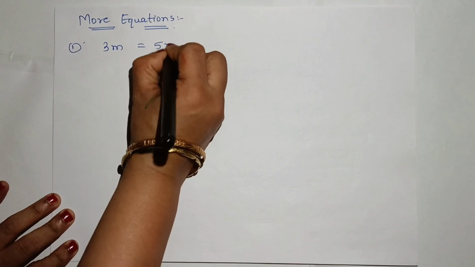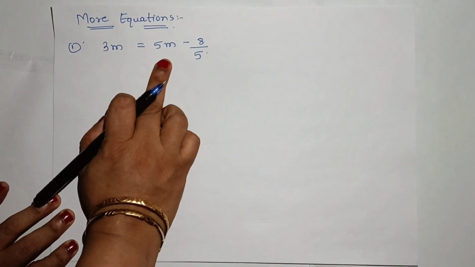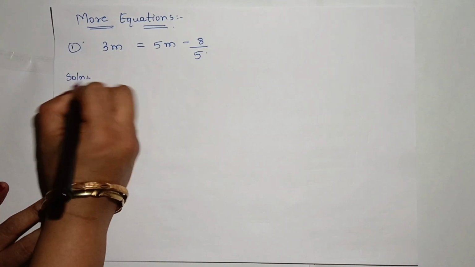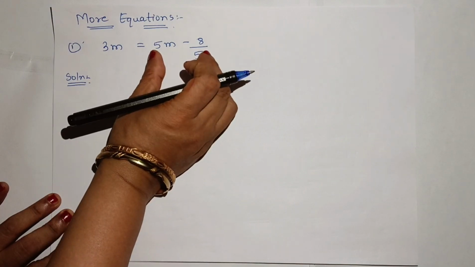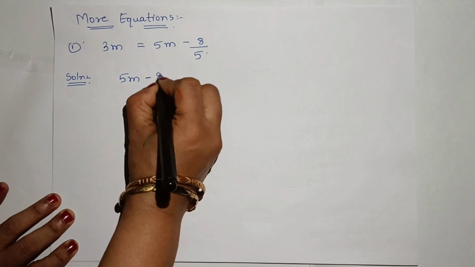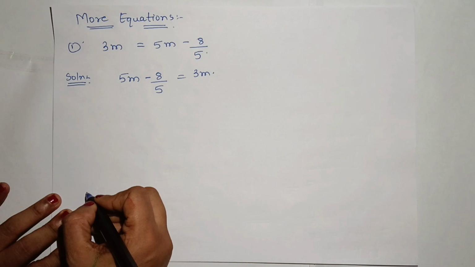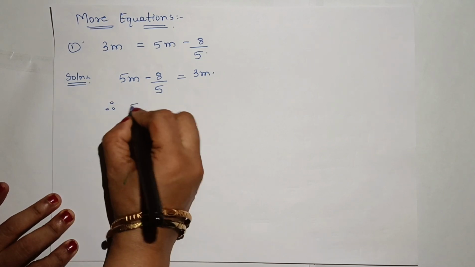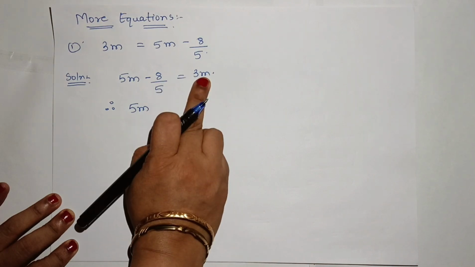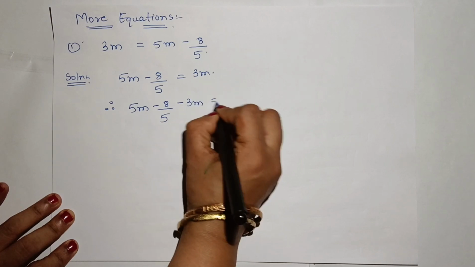Let's see the first question. 3m equals 5m minus 8 by 5. Here you have to find out the value of the variable. That is, we have to find out the value of m. Now let's see how to do. Understand this question. Can I just interchange this to here? It means 5m minus 8 by 5 equals 3m. It's one and the same. Okay. Now what will I do? I'll keep this 5m over here. Can I shift 3m to LHS? Okay, just see what I'm doing. So minus 3m, and nothing is there.